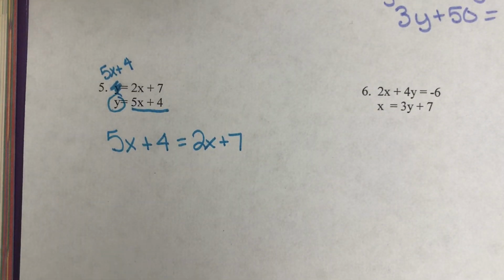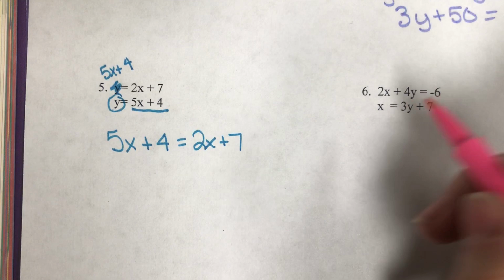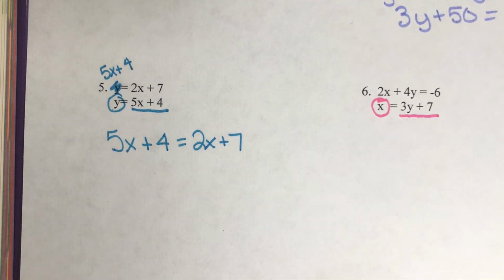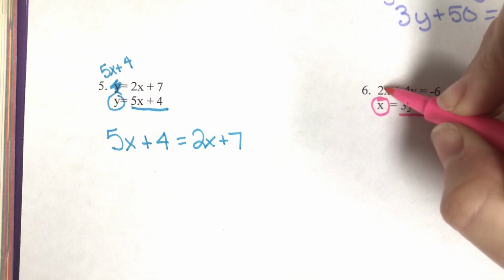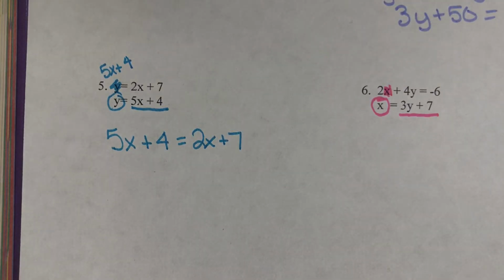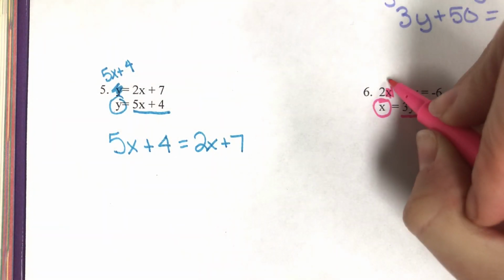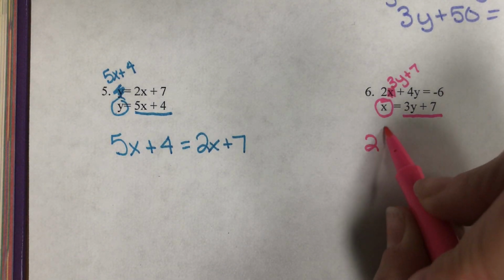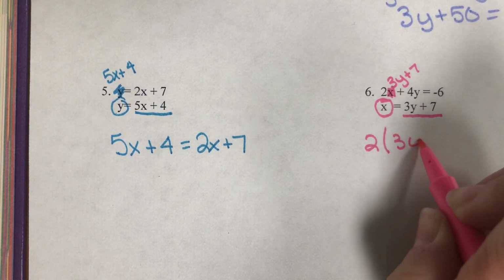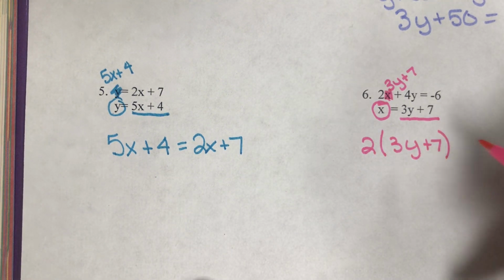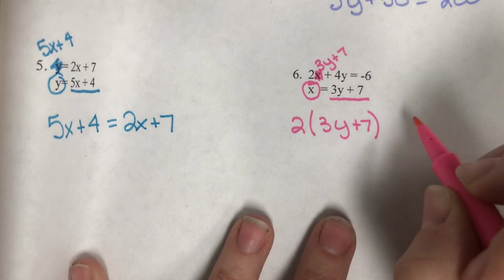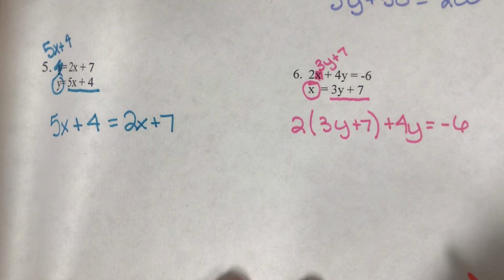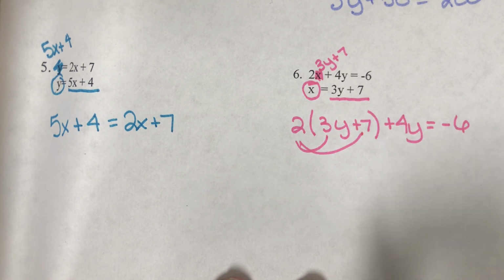Number 6. Where do we see an x equals or y equals? We see it here on the bottom, so we'll circle here and we will underline what it equals. Again, we can only cross out what we circled. So if we cross out that x, that 2 is still there. So the 3y plus 7 is going in squished here next to the 2. So I'll have a 2 times 3y plus 7 plus 4y equals a negative 6. To solve this, we'll start by distributing.